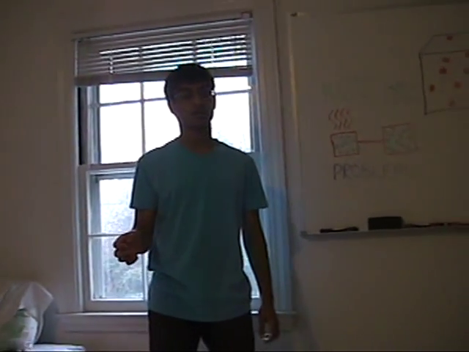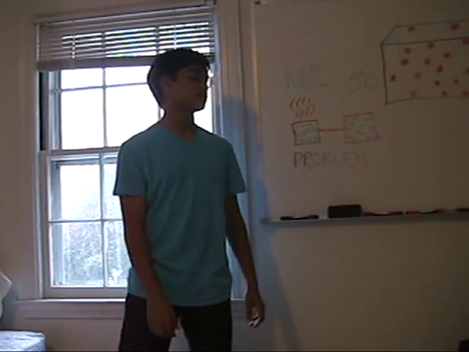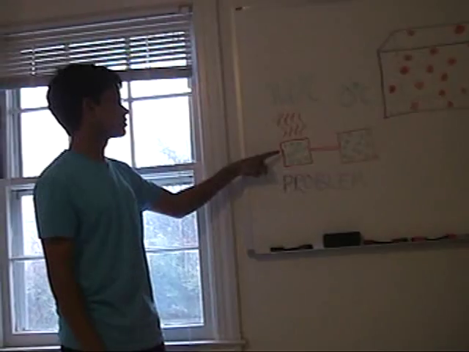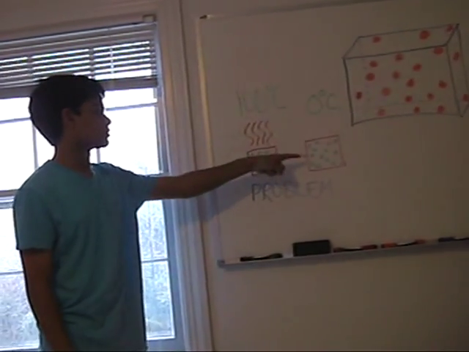The problem, which is explained more in the SlideRocket presentation, is that we have two containers, one at 100 degrees Celsius and the other at 0 degrees Celsius.